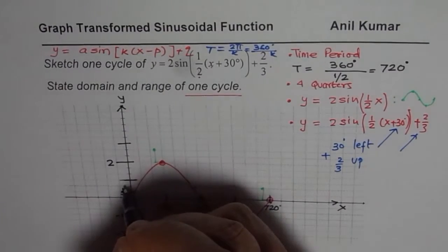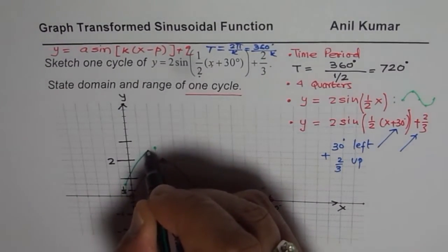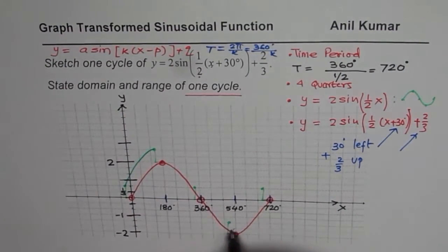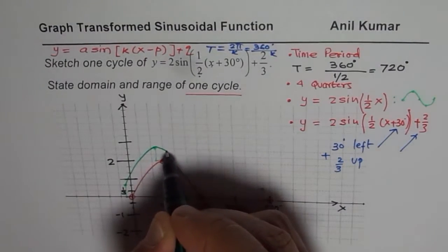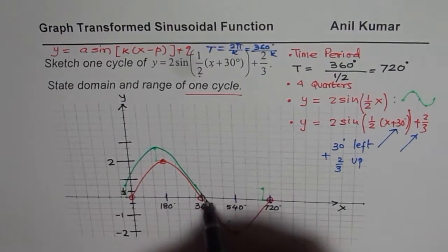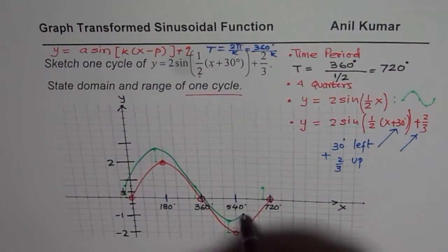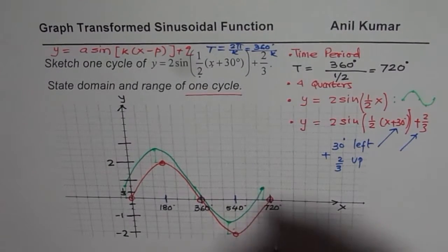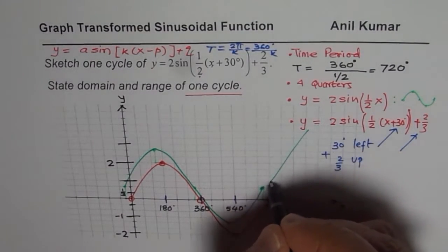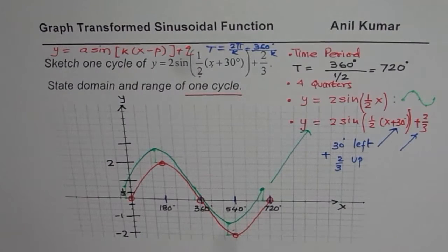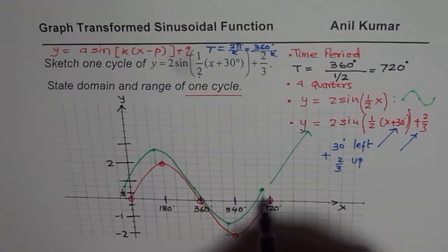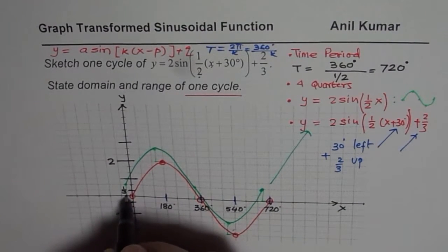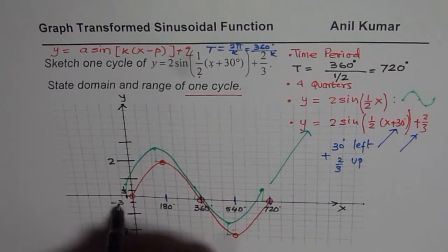Joining these points will give us the final sine wave, right? So we have the sine wave, which is going to be like this, and then we have to join this point with this, and then this. Do you see that? This gives you the final function, one wave for the given function, correct? So that is how you should be sketching your sine functions. As you can clearly see, this point here is minus 30 degrees.